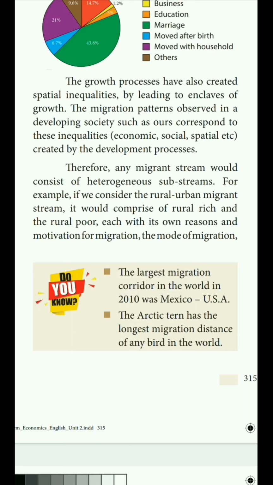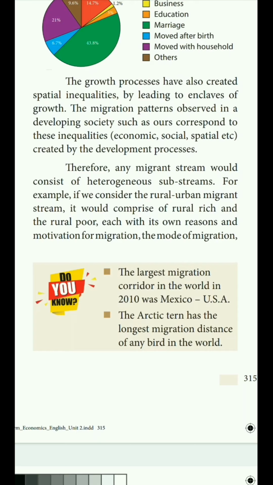Therefore, any migrant stream would consist of heterogeneous substreams. They are different. For example, if we consider the rural-urban migrant stream, it would comprise the rural rich and the rural poor, each with its own reason and motivation for migration, the mode of migration, the outcomes of migration, etc. See, in rural areas there are poor and rich.